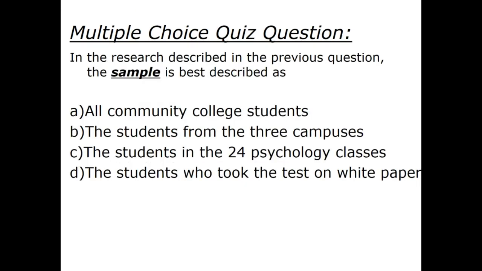In that same research just described, the sample is best described as A. All community college students, B. The students from the 3 campuses, C. The students in the 24 psychology classes, or D. The students who took the test on white paper. Pause the video now to give yourself some time to correctly answer the question.